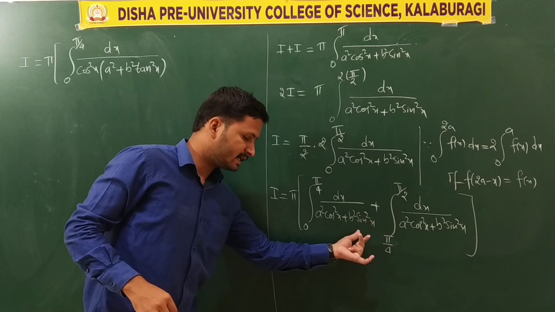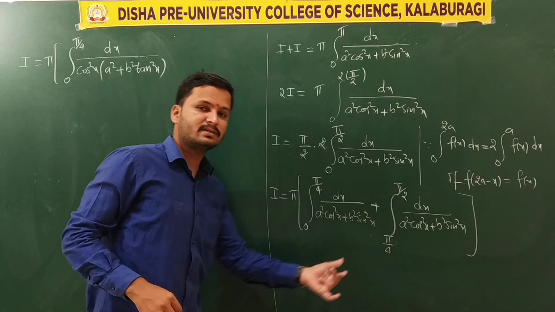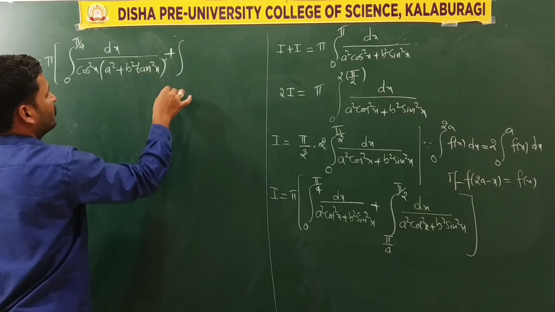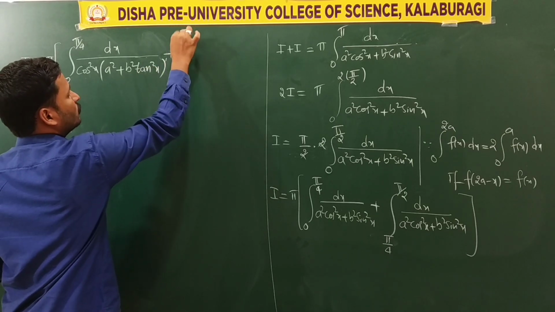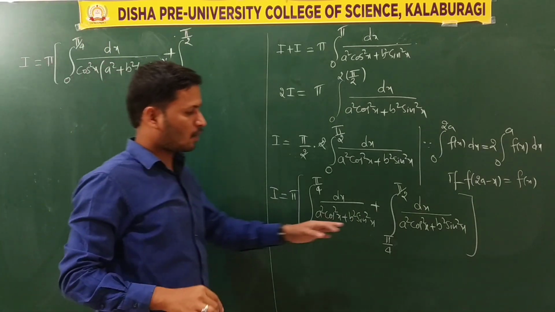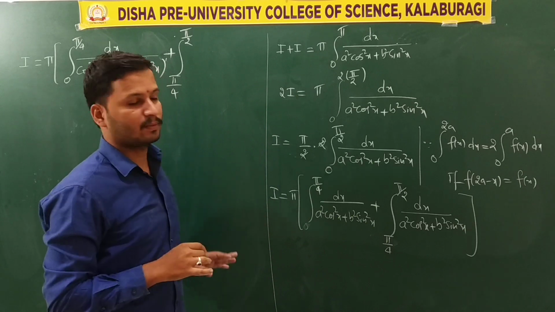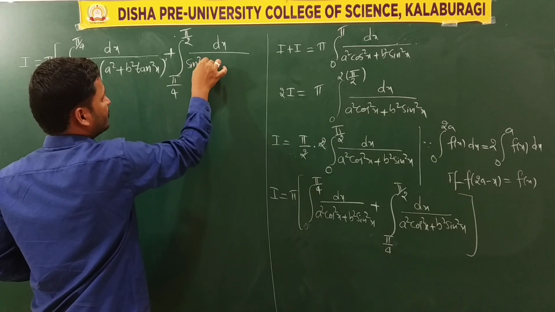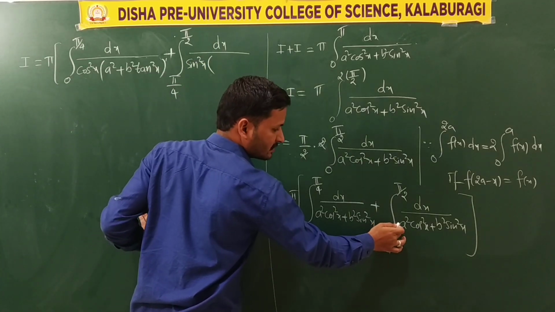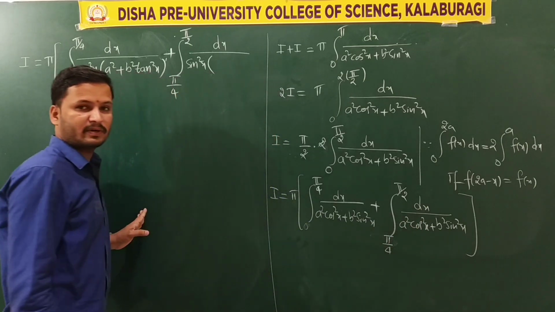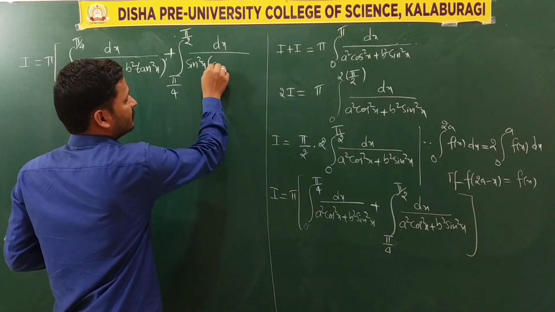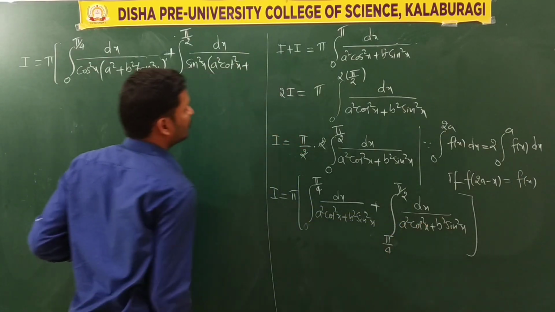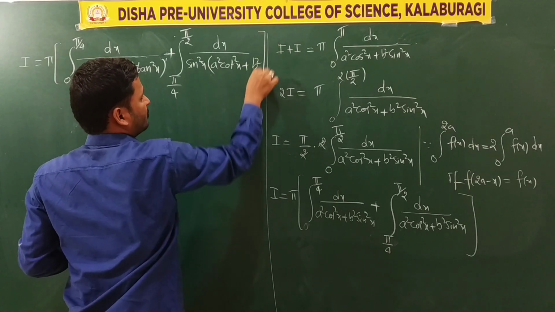Plus next, the integration from pi by 4 to pi by 2. Now in the second integral, take the common term as sin square x. So dx divided by, on taking sin square x common, a square into cos square x divided by sin square x. Cos square x by sin square x is cot square x, plus, on taking sin square x common, the only remaining is b square.